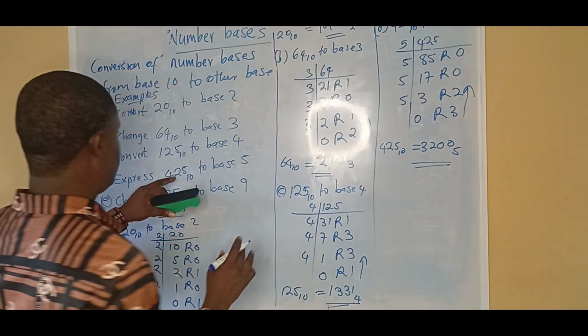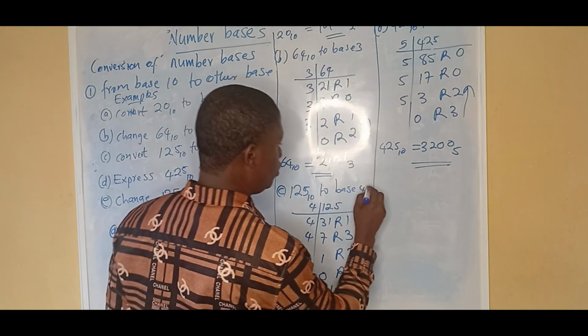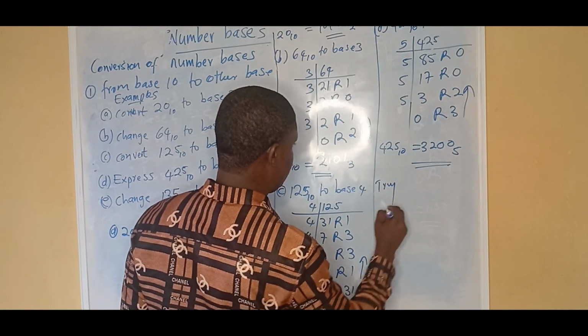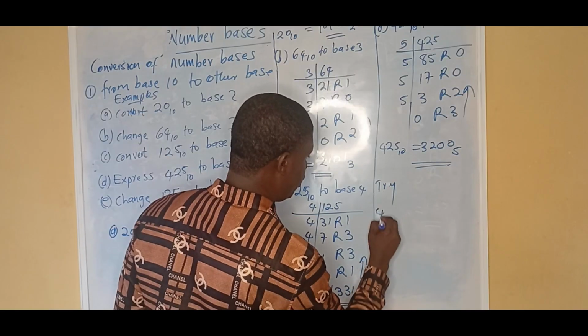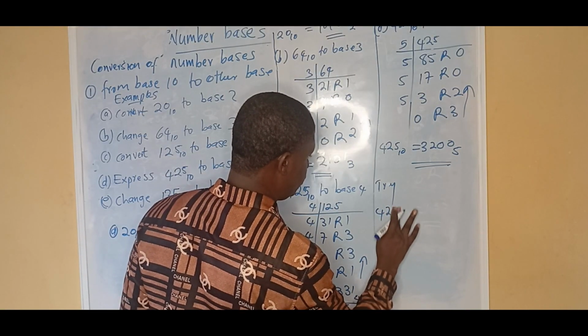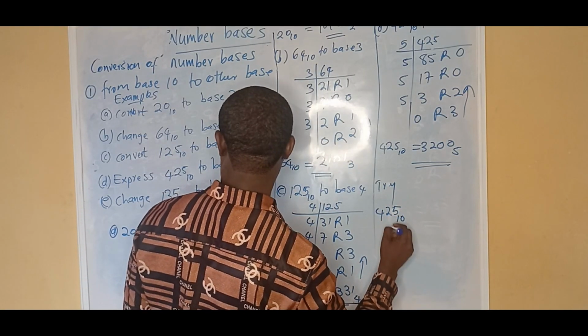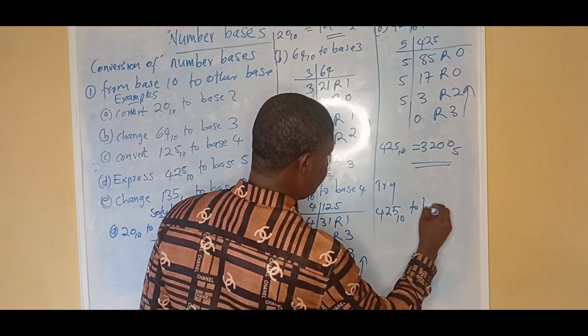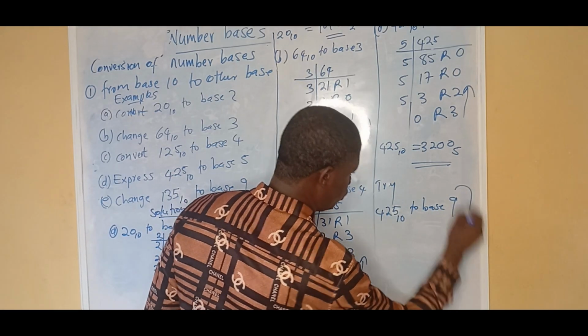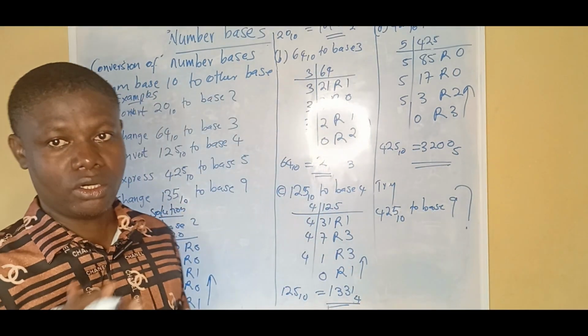So I want you to try the last one. Try this: we have 425 in base 10 to base 9. So try this and share your answer on the comment section.